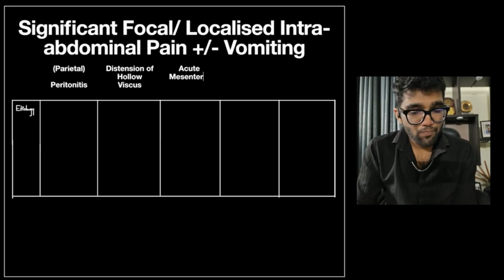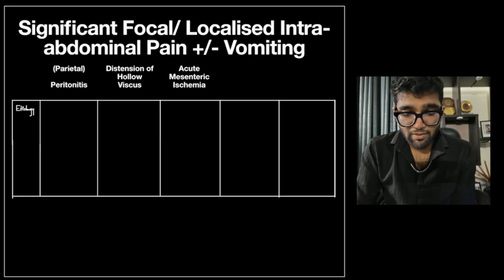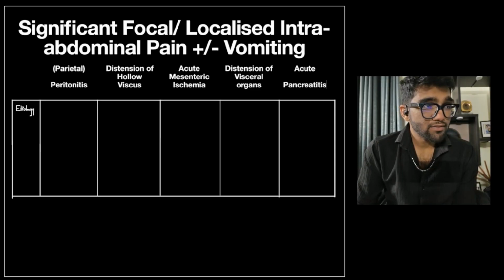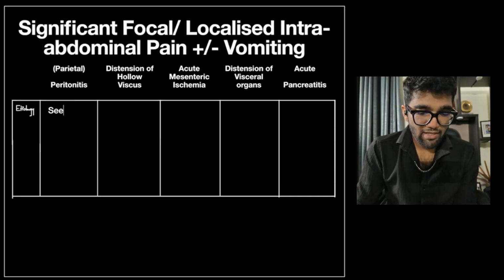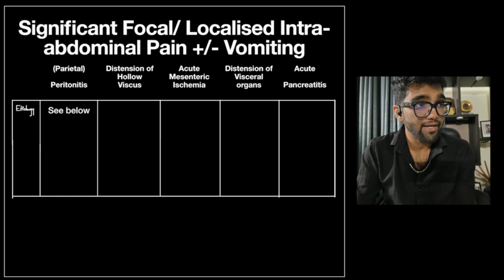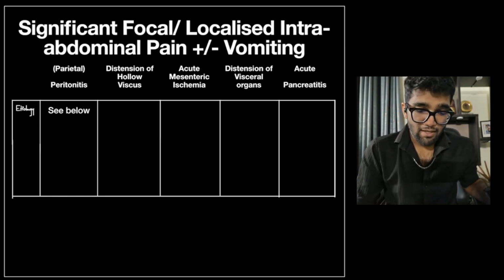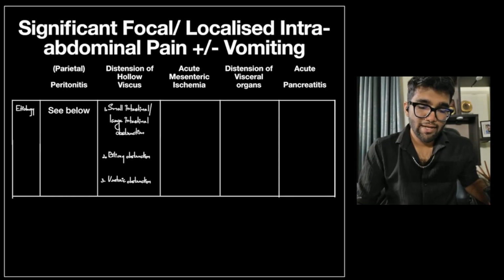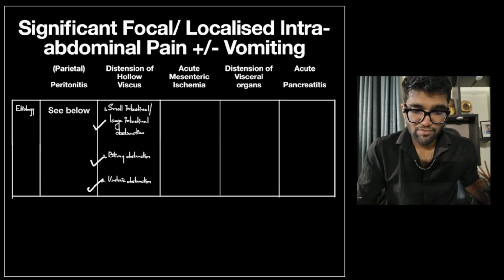Third, it could be due to acute mesenteric ischemia. It could be due to distension of visceral organs, and it could be due to acute pancreatitis. So we'll be discussing peritonitis superficially, because again the source of peritonitis is what matters. So I will talk about how that determines the rate of progression of disease. In the case of hollow viscus related pain, it can obviously be intestinal, biliary, or ureteric, as I've just discussed.